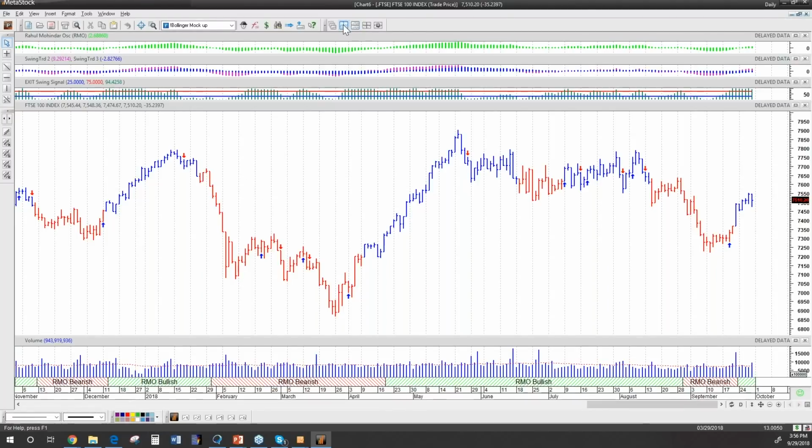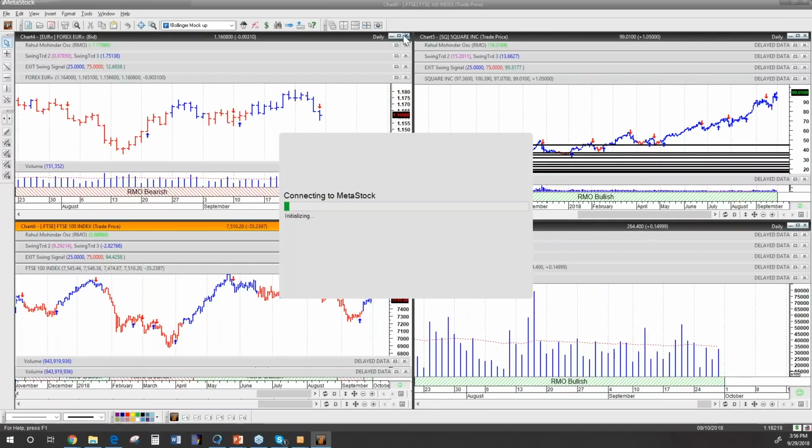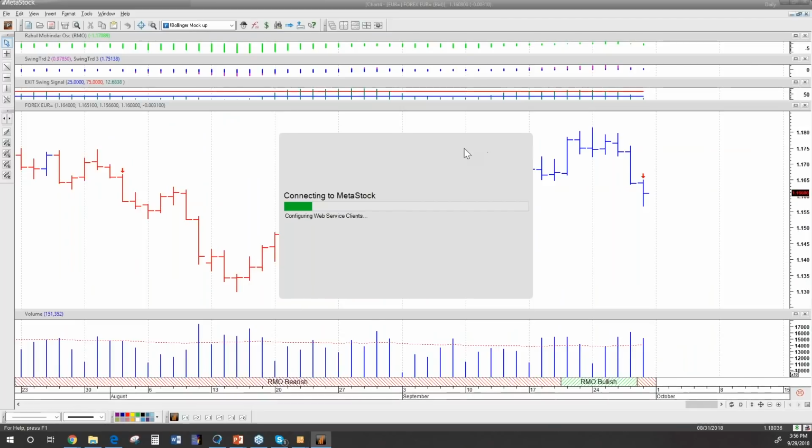Let's take a look at one of the other ones. And oh, it's connecting to MetaStock again. I wonder what's going on with my internet.